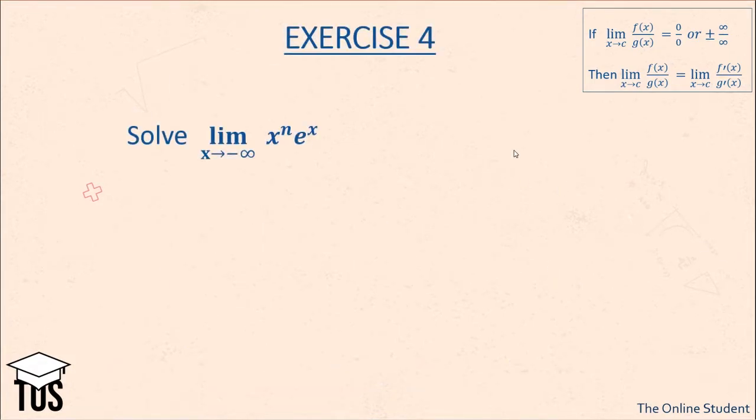Let's have a look at this fourth and last exercise. We need to solve the limit as x approaches minus infinity of x to the power of n multiplied with e to the power of x. Let's see if we need to use L'Hospital's rule.